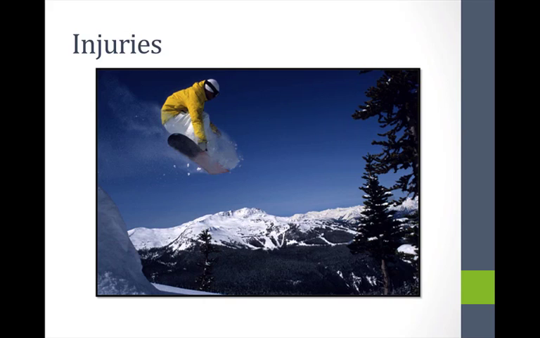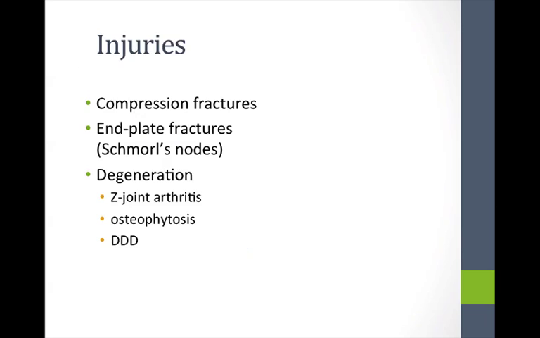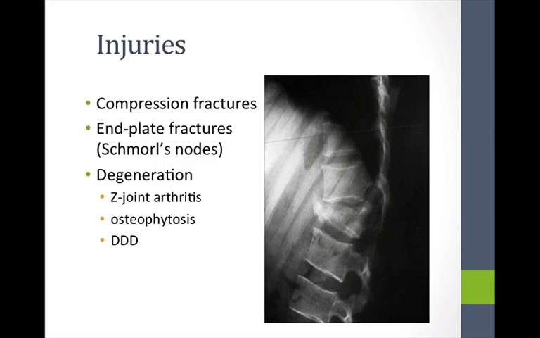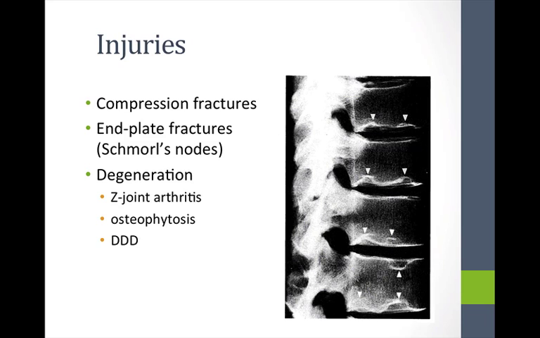One of them was a young individual who fell 30 feet while snowboarding. The other 2 individuals were involved in fairly severe motor vehicle accidents. The types of injuries that can occur in this region include compression fractures, as we can see here. We can also have end plate fractures with the development of Schmorl's nodes. We must also remember that degenerative changes of both the Z joint and the disc can occur in this region.